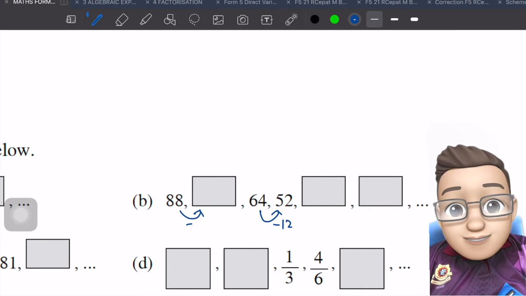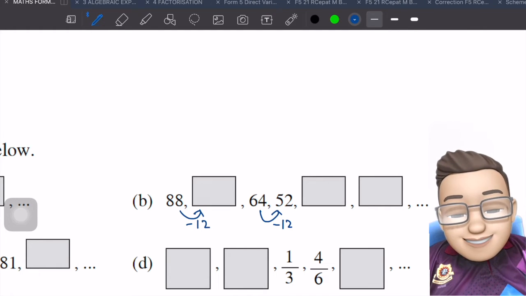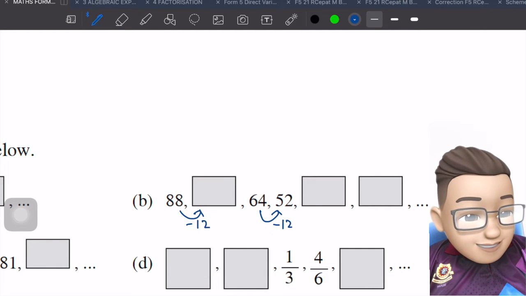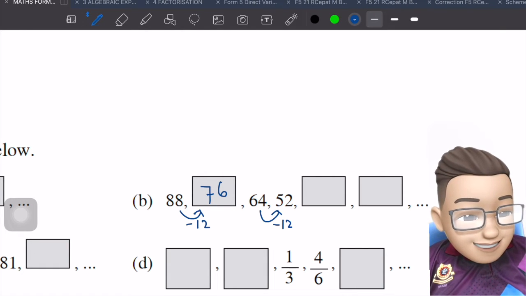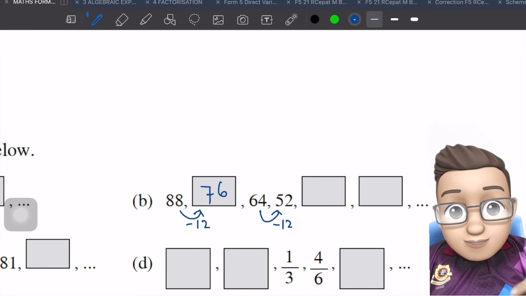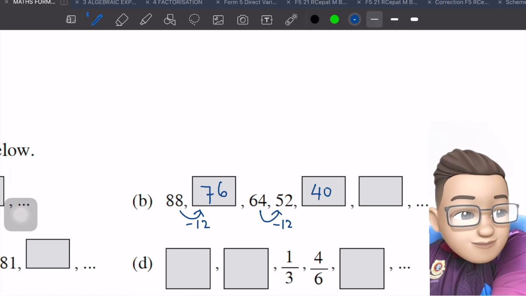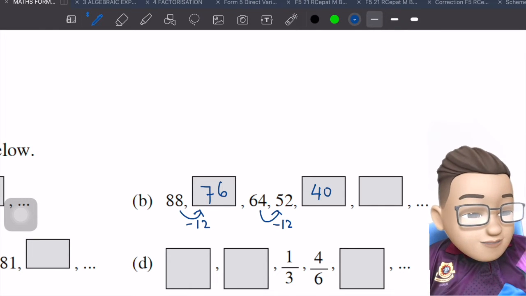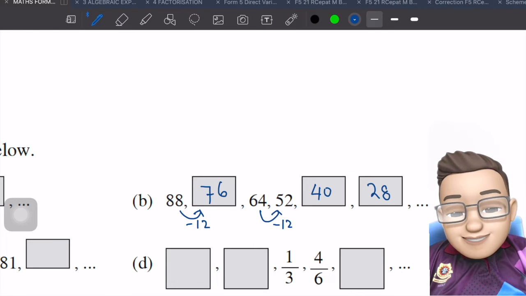Sorry, it's not divide, it's minus. So the first number you need to minus 12. 88 minus 12 gives you 76. For the next box, 52 minus 12 gives you 40. And for the last box, 40 minus 12 gives you 28. As simple as that.